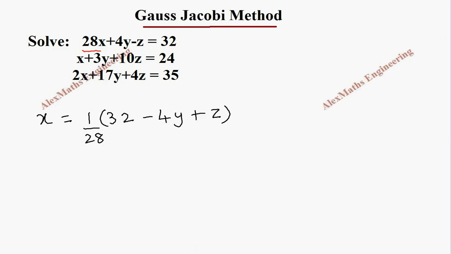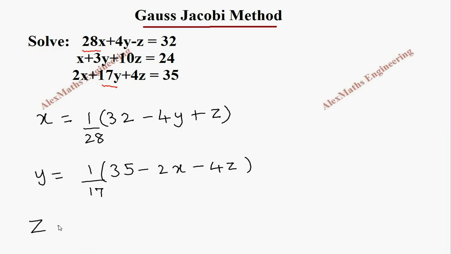In the same way, the highest coefficient of y is present in the third equation, so we are going to write y equal to (35 minus 2x minus 4z) into 1 by 17. In the same way, we are going to write z from the second equation, which has the highest coefficient. So it is (24 minus x minus 3y) whole divided by 10.